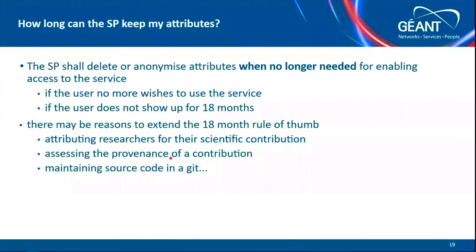researchers must be attributed for their scientific contribution. I believe that's even written in the Declaration of Human Rights by the UN, that a researcher's name or identifier must sit next to their contribution. And that's also necessary for assessing the provenance of a contribution a researcher has done, even though they haven't logged into the service for 18 months. And also other circumstances like the person is maintaining source code in Git and needs to update them, make security practice, and so on.